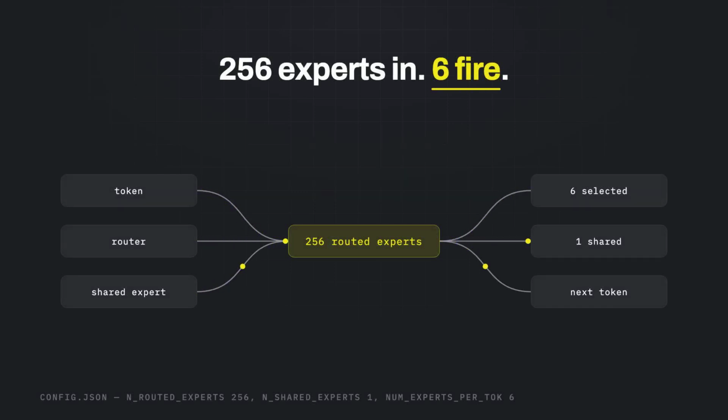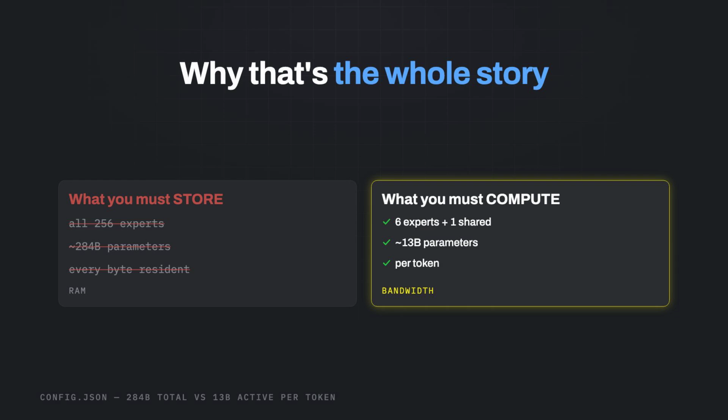Architecture, because it decides your RAM bill. This is a mixture of experts. 256 routed experts sit in memory. A router picks 6 of them per token, and 1 shared expert runs every time. That split is everything. You have to store all 284 billion parameters, but you only compute about 13 billion per token. Storage is your wall, arithmetic isn't.